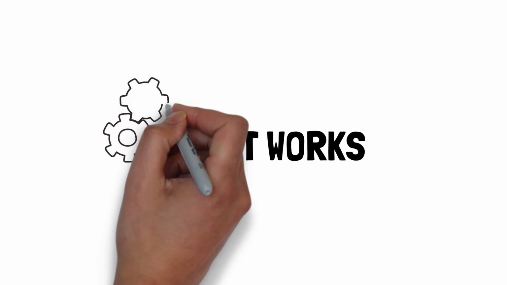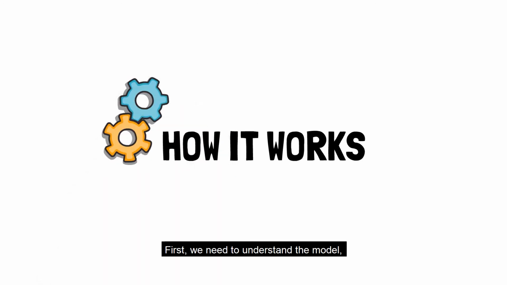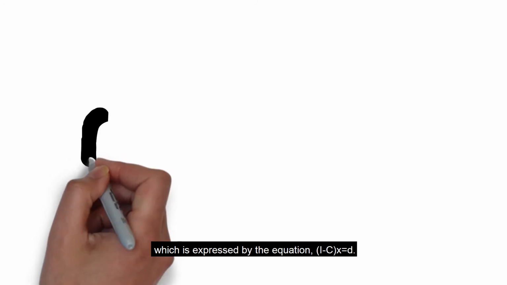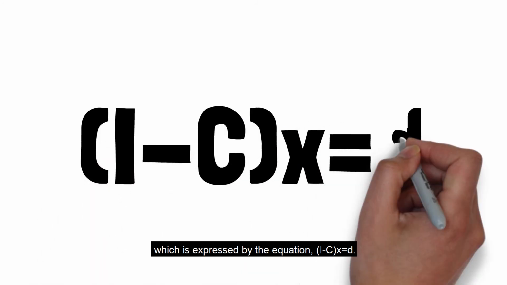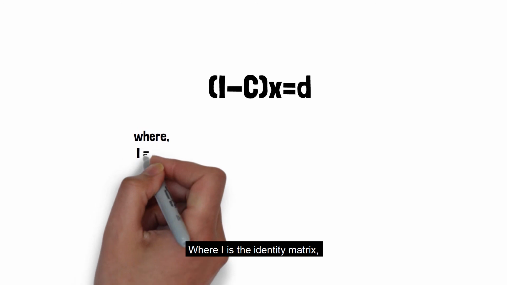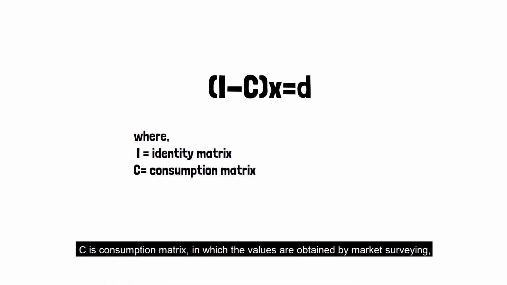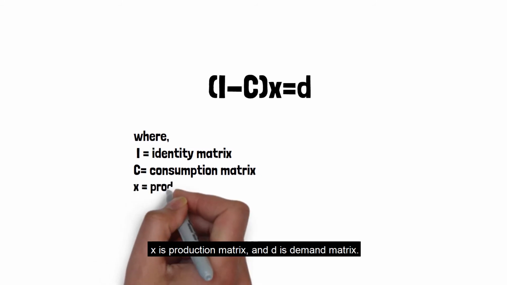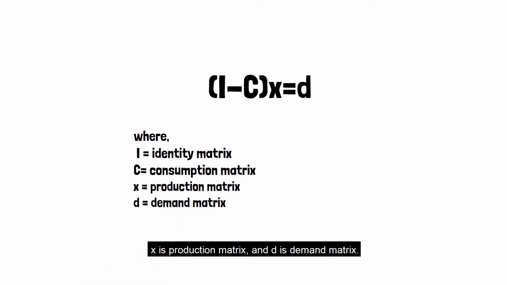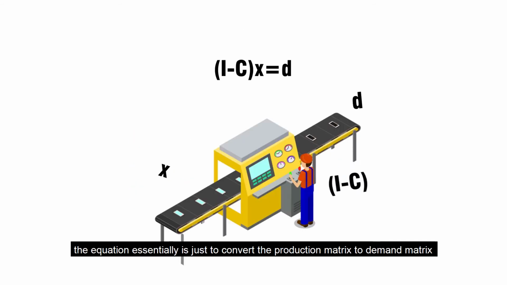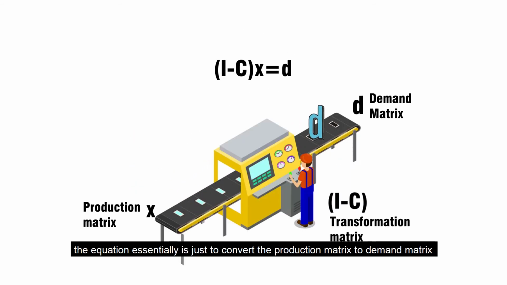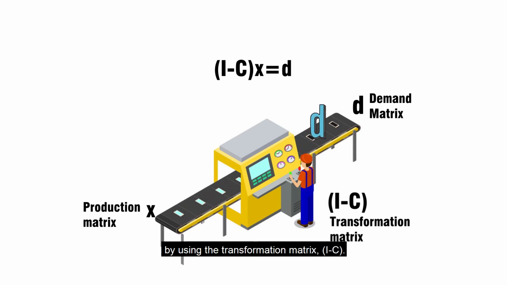How it works. First, we need to understand the model, which is expressed by the equation (I minus C) times X equals D, where I is the identity matrix, C is the consumption matrix in which the values are obtained by market surveying, X is the production matrix, and D is the demand matrix. To put it simply, the equation essentially converts the production matrix to the demand matrix by using the transformation matrix I minus C.